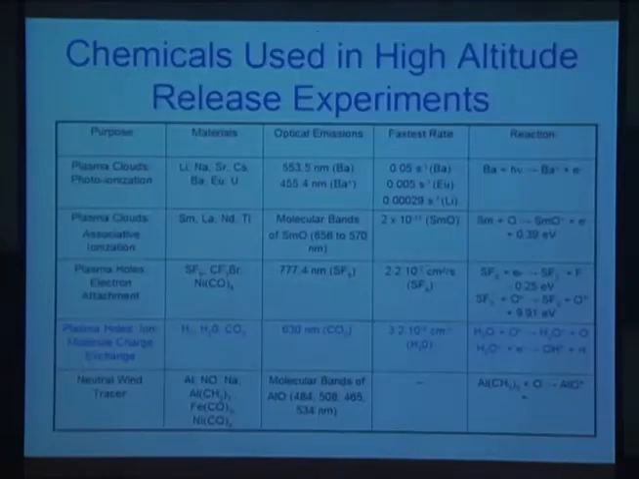Next slide, please. What kind of chemicals do you use for active experiments? Well, you use material that gives you more plasma, either through photoionization or associative ionization. You can release chemicals that grab electrons. SF6 is a good example. We're mainly talking today about chemicals that produce plasma holes through ion molecule charge exchange, and then a recombination of these molecular ions to leave a neutral region where there used to be a plasma. Finally, there's neutral wind tracers, TMA, and so forth that measure the winds in the upper atmosphere.